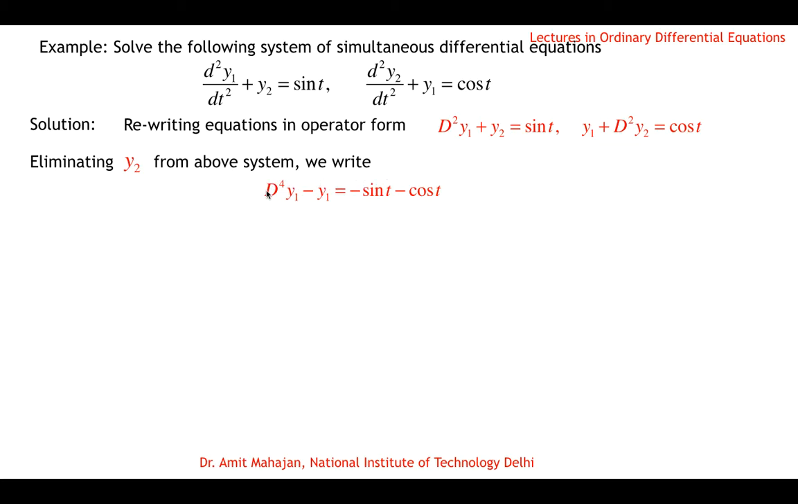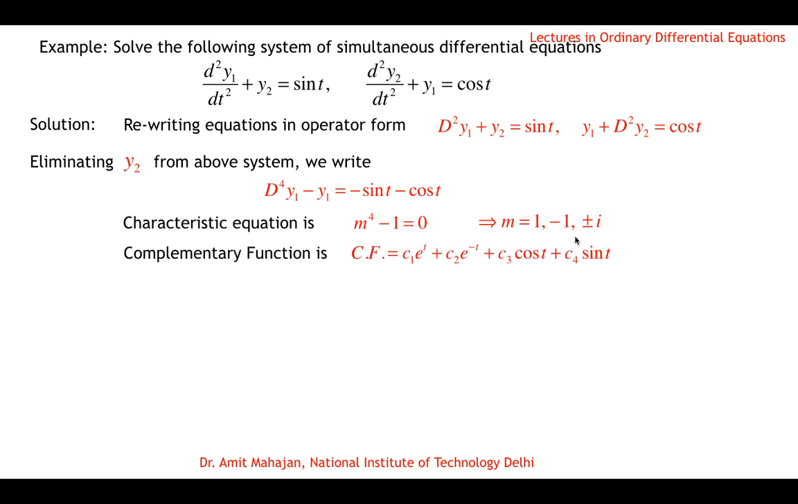For the solution, we have to write the characteristic equation, which is m⁴ - 1 = 0. So there will be 4 roots now, and the roots are 1, -1, and ±i. So 2 real distinct roots and 1 complex pair. We know how to write c1 e^t + c2 e^(-t), and for the complex pair with real part 0, it is a constant times cos t plus a constant times sin t. So we can easily write this as the complementary function.